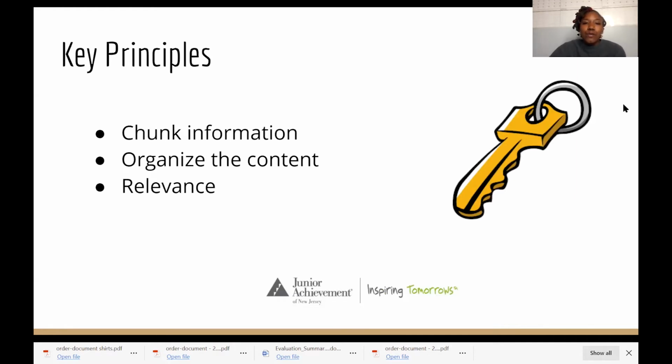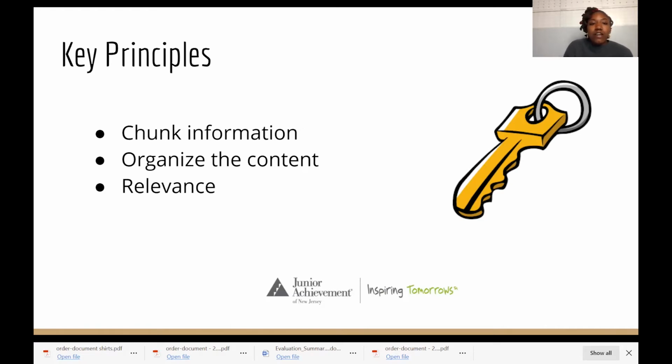Whenever you are prepping for a presentation, you always want to chunk the information, organize the content, and make sure it is relevant to what you are presenting. Chunking information means not having too much on the slides so that it is hard for the viewers to read. Organizing the content means you want to have purpose in where you're putting your slides.